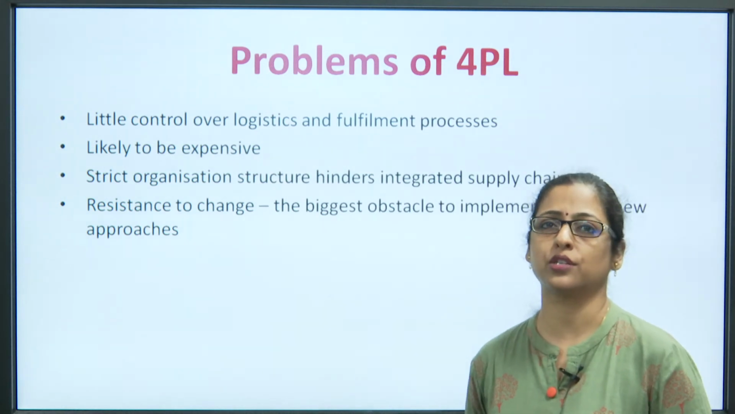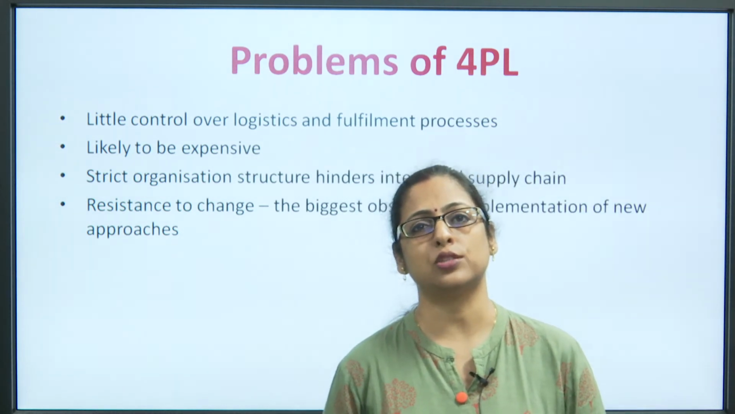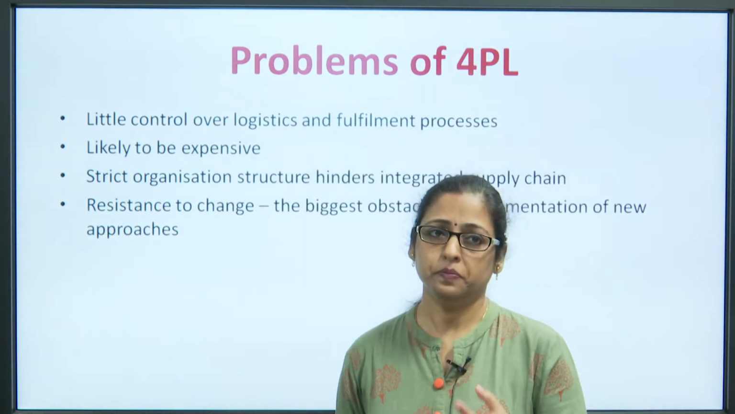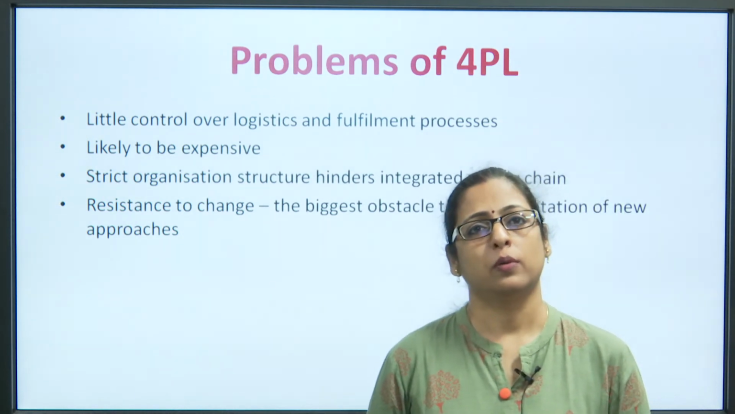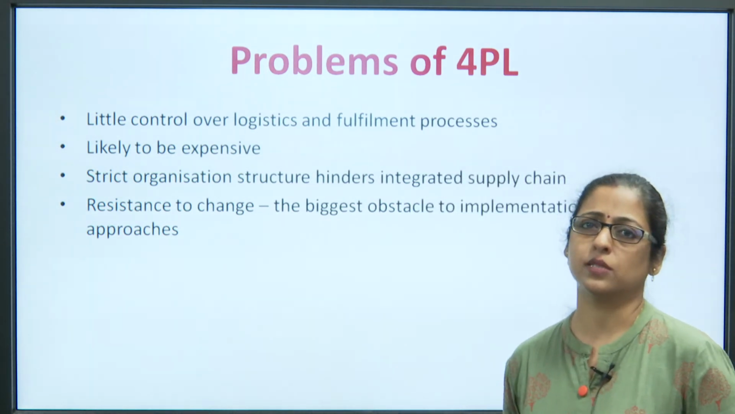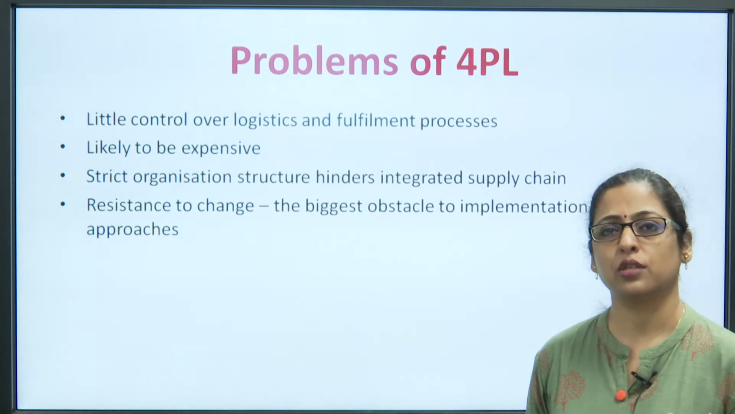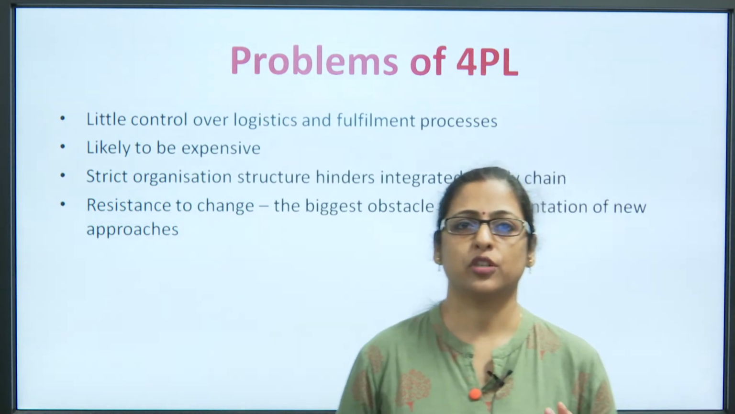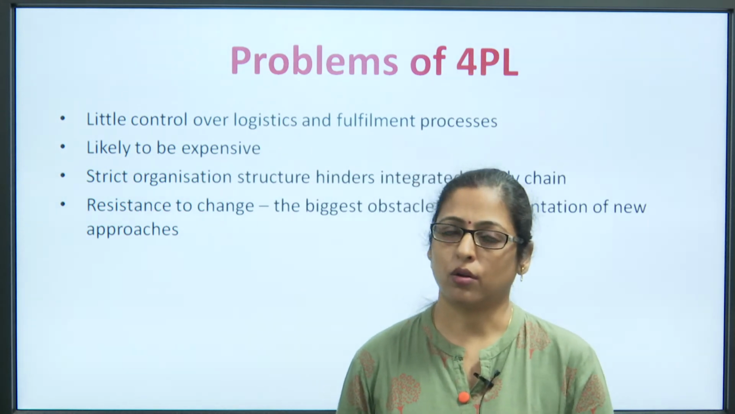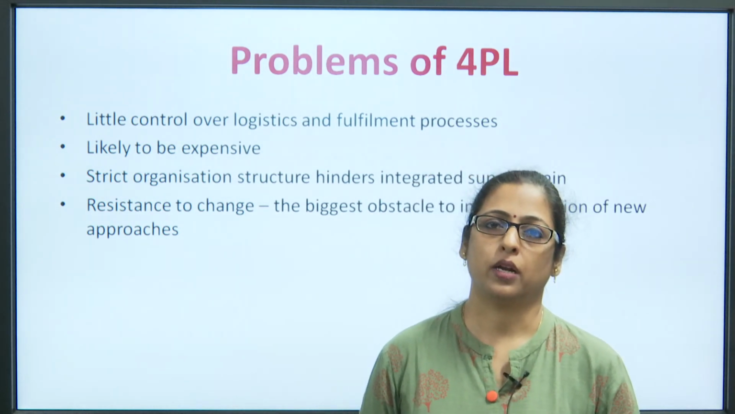Strict organization structure hinders the integrated supply chain. If the organization is structurally very strict, or the cultural or the hierarchical structure is such that it does not allow the dependency, or when the management is strict on the control mechanism of the organization, then 4PL will not be able to run smoothly. So, that is again one problem. It is not advisable for organizations which have stiff controls. Then resistance to change: any organization which has a traditional mindset and does not want to change, does not want to depend on other people, does not want interference from anyone else, then for them also the 4PL can act as an obstacle.